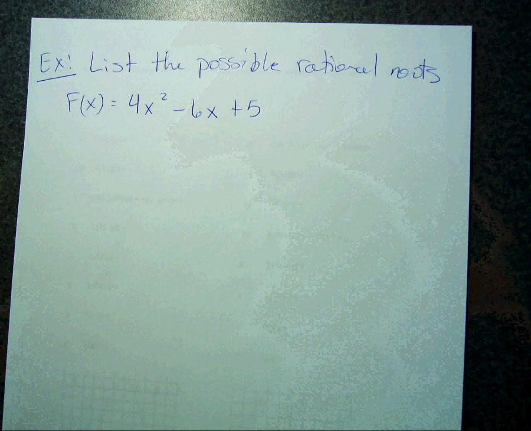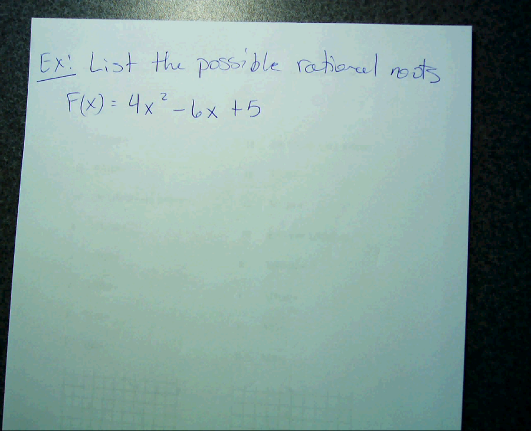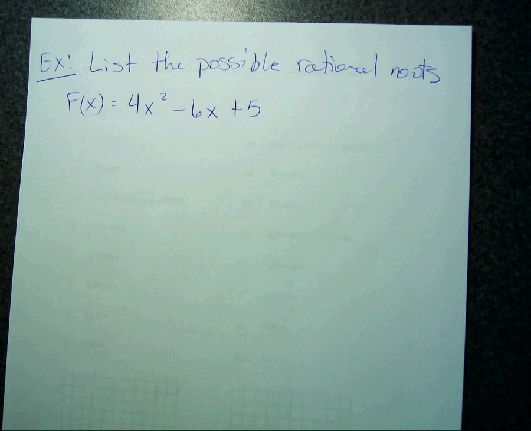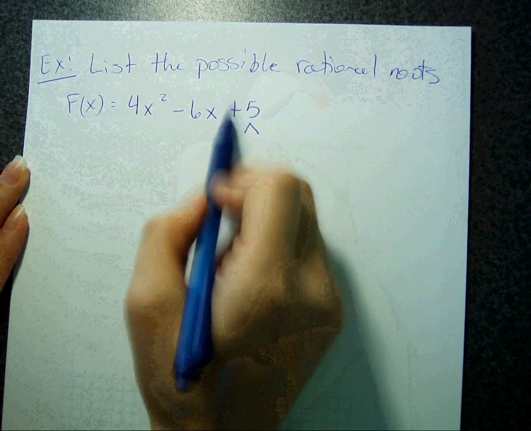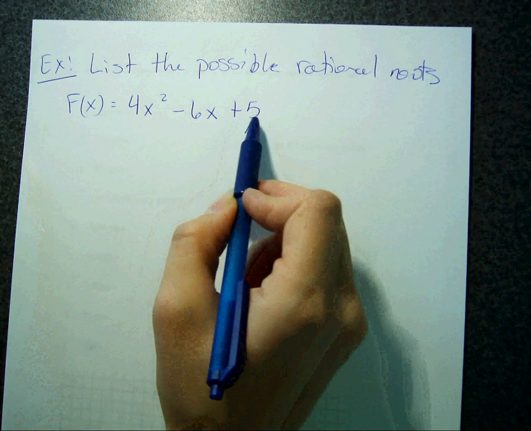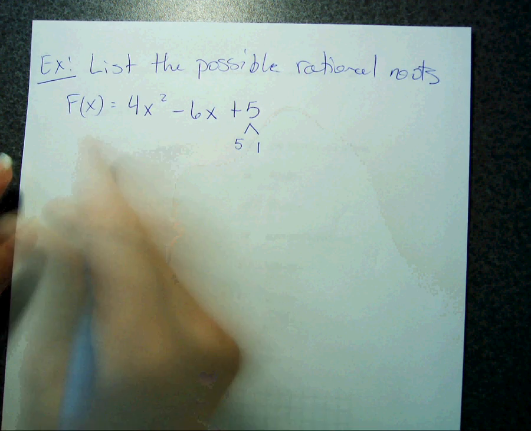Okay. So we want to list the possible rational roots of f of x equals 4x squared minus 6x plus 5. So the first thing I need to do is find all the factors of my plain constant. So what do I multiply together that gives me 5? It's 5 and 1, or 1 and 5, doesn't matter.